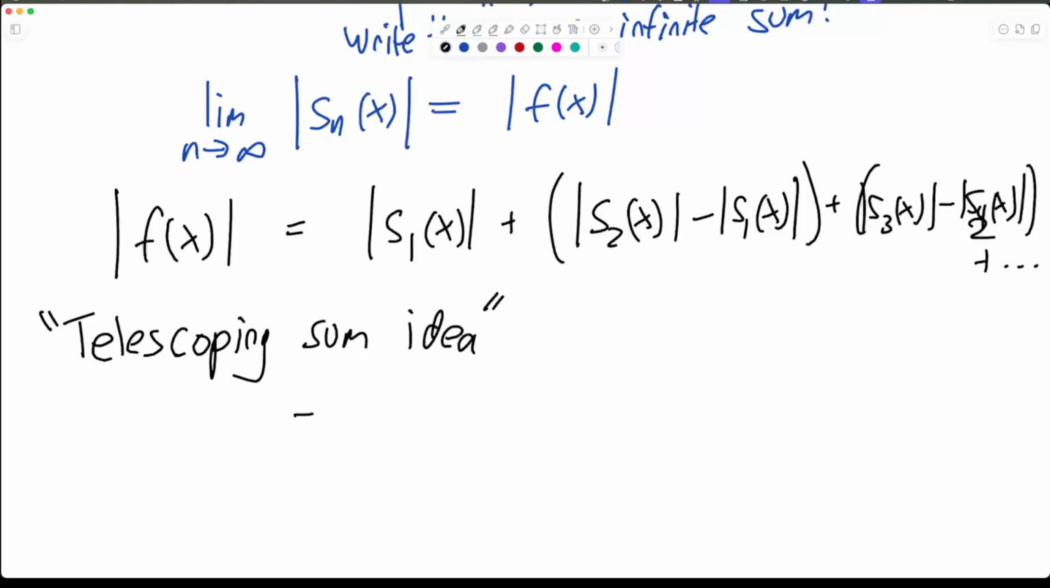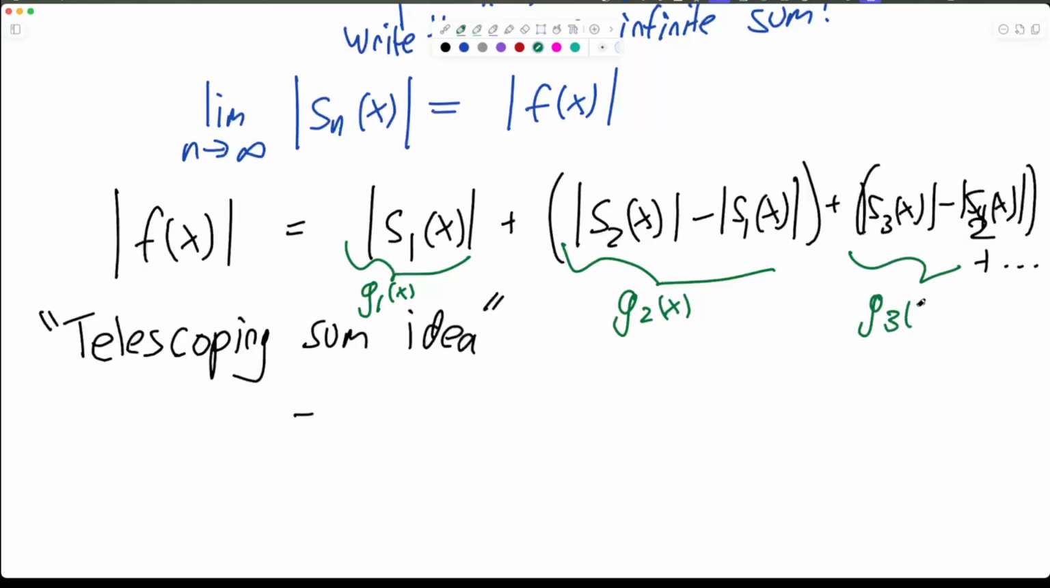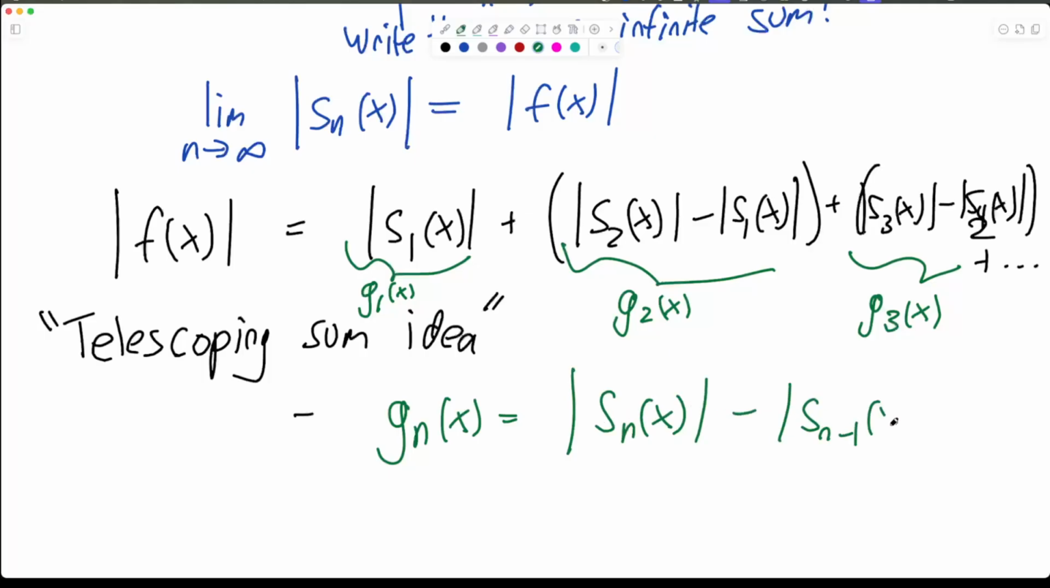And they call these things G. Whatever the absolute value of this first thing is, we're going to call that G1 of x. The difference of the absolute values, S2 minus S1, we're going to call G2 of x. This one will be G3 of x. In general, Gn of x equals the absolute value of Sn of x minus the absolute value of Sn minus 1 of x. Sn is some crazy sum of step functions, but it's still a step function, and the absolute value is a step function, and the difference of step functions is still a step function. So Gn is some horrible tortured mixture of step functions, but it's still a step function.